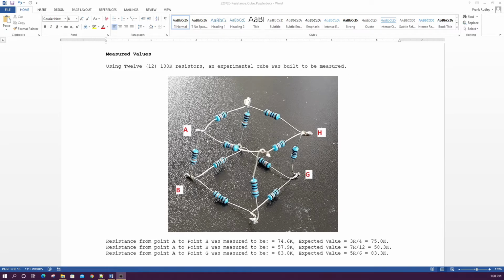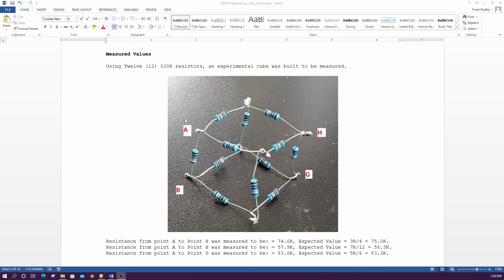So I measured from point A to H with my ohm meter, and I measured 74.6K. Now the expected value is 3R over 4, which would be 75K. So that's pretty close. I was off by 0.4K here. So then I did a resistance measurement from A to B.